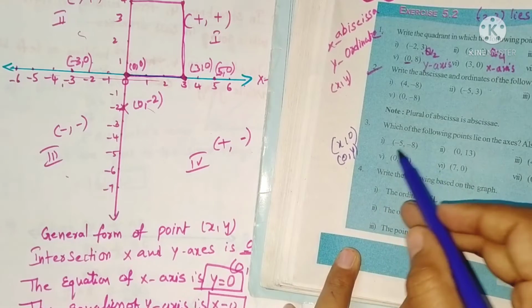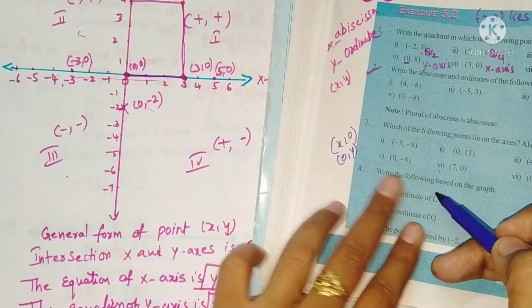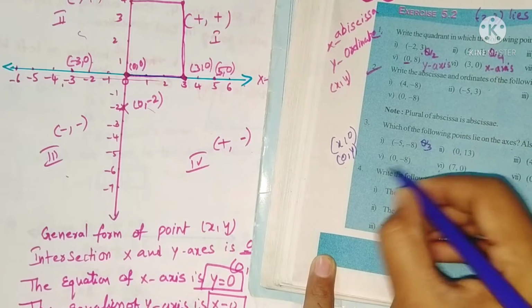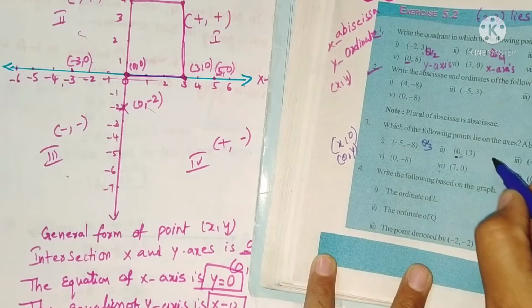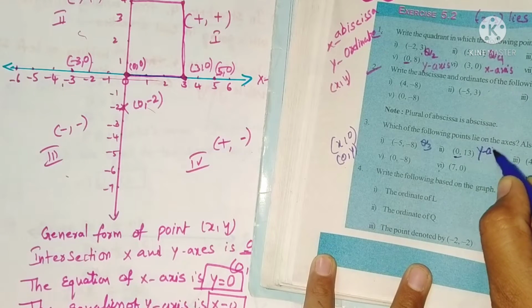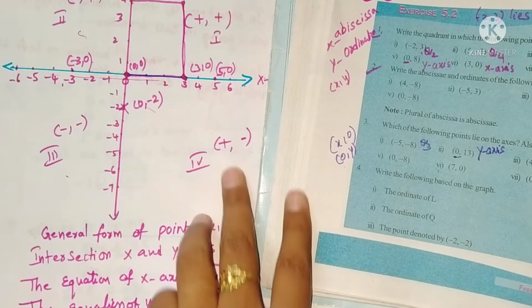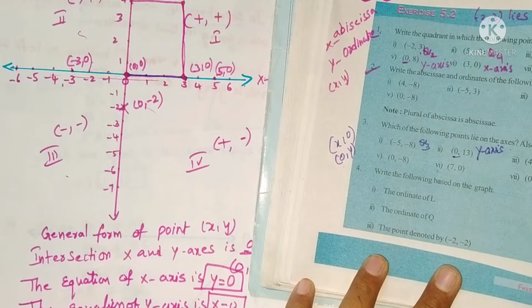See, -5 comma -8. Does it lie on the axis? No, actually it lies in Q3. 0 comma 13. x is 0, which means it lies on the y-axis. Here 4 comma -2, plus and minus, it lies in Q4.